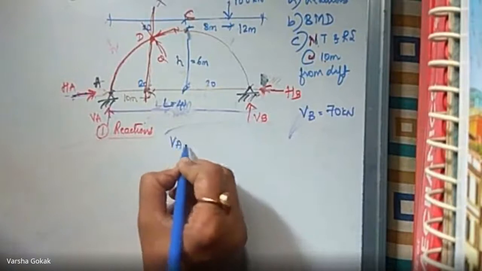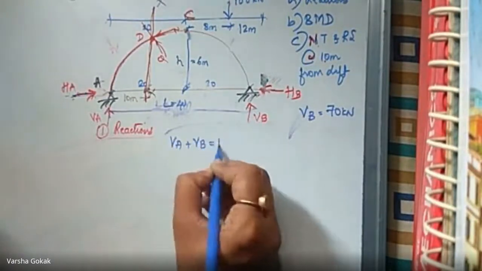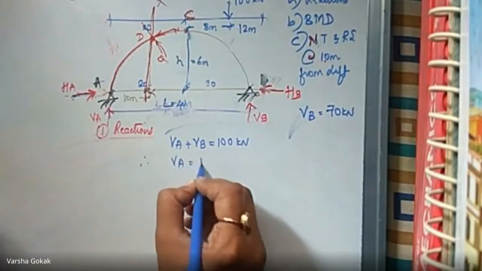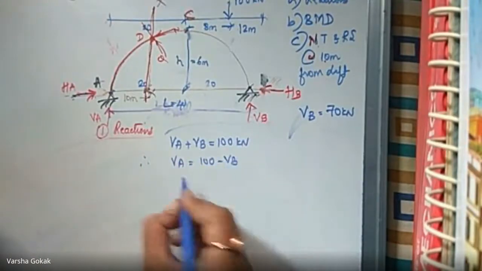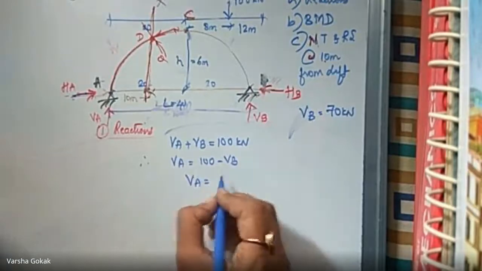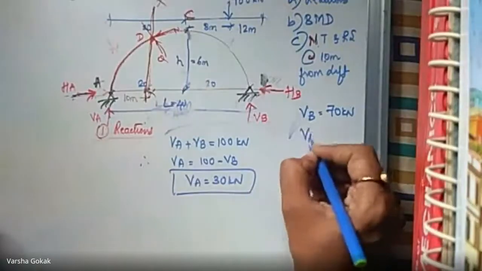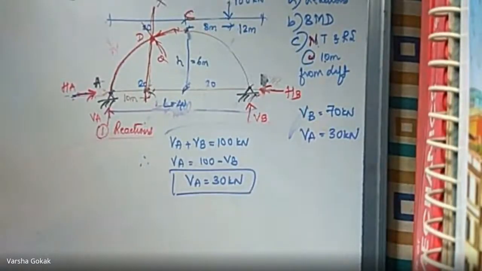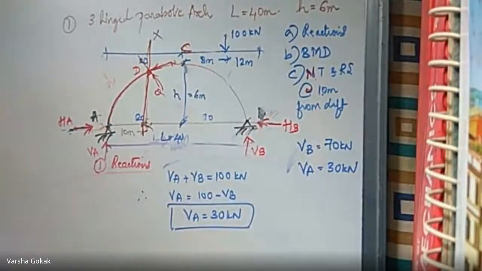Now, we had an equation VA plus VB was equal to 100 kilonewtons, right? Therefore, VA would be 100 minus VB. So, what is the value of VA now? 30 kilonewtons, correct. So, VA we found as 30 kilonewtons. Okay. Is there any doubt here? This is like your beam, no? Nothing changed.